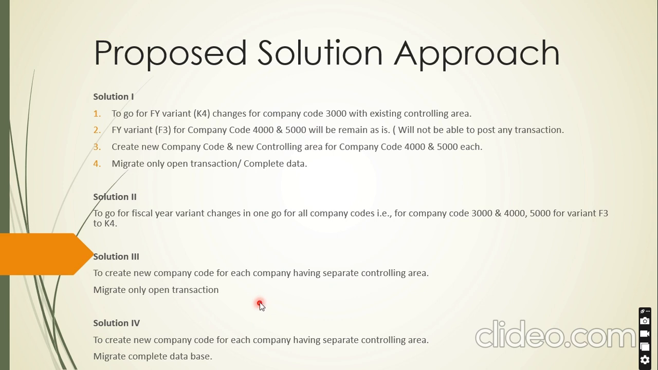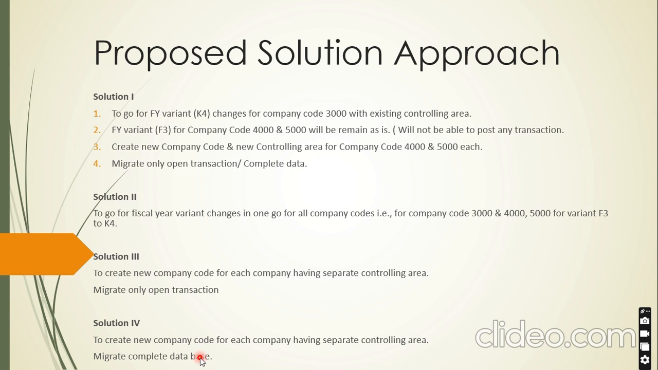Then solution 4. Create new company codes for each company code with a separate controlling area. Migrate complete data. Here we are asking to create all three new company codes with a new controlling area, and migrate the data completely. Whatever open transactions you have will be migrated accordingly. These are the four solutions as per the design of the system.